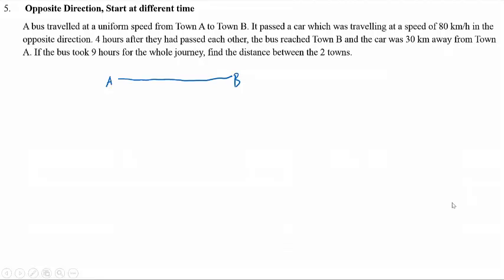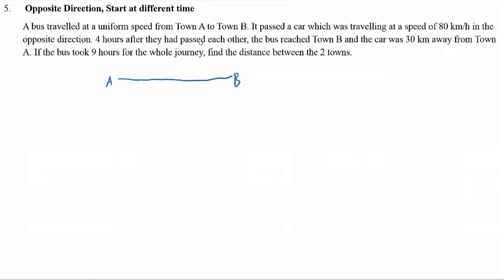Welcome to the last question on this top 5 common questions for PSLE speed. In this scenario, we have two objects traveling in opposite directions, but they start at different times. There's a bus traveling at a uniform speed. Uniform speed means the same speed, that means the speed doesn't change.